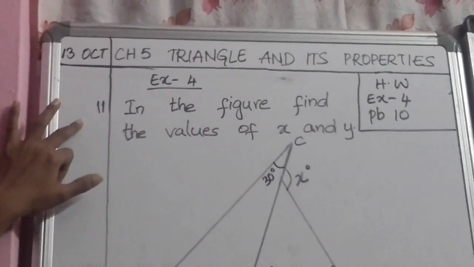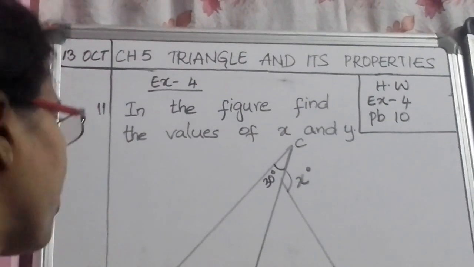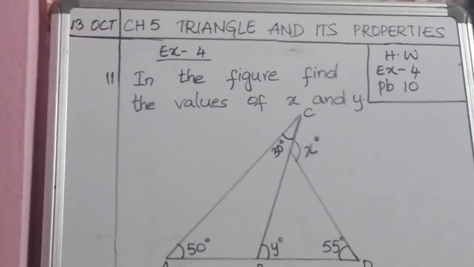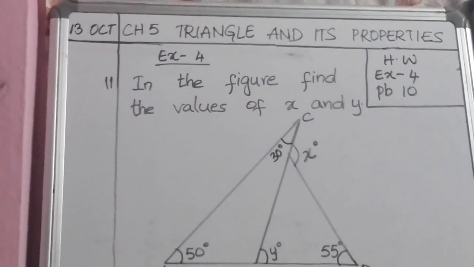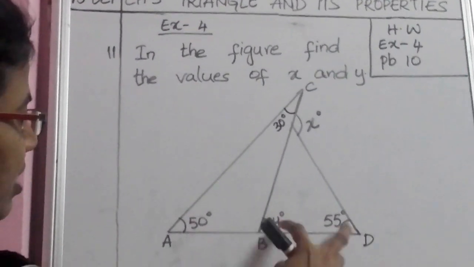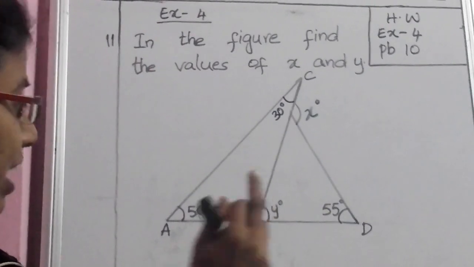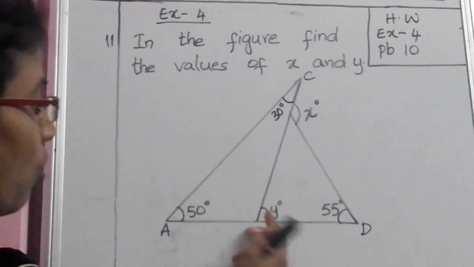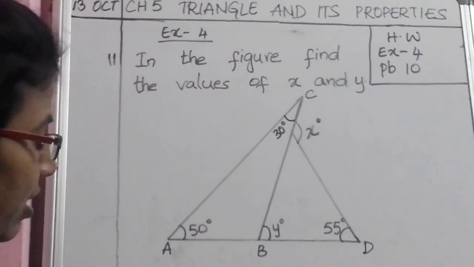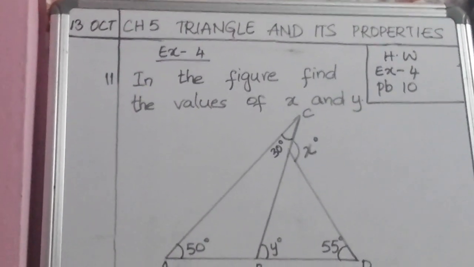Okay, let us do the 11th problem. In the figure, find the values of x and y. X is here and y is here. We need to find out both of them. So x is the exterior angle. Sum of these two will give the exterior angle. But we don't know the value of y. So how to find out the value of y? If we use the linear pair, then we will get the value of y. But this value also we don't know.